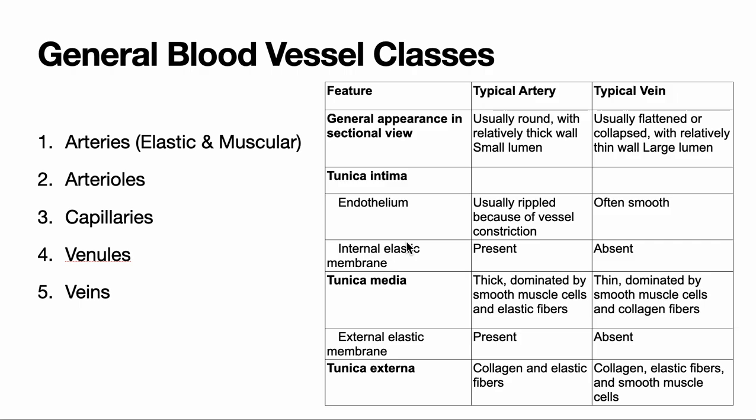There is also, in that middle layer in arteries, an external elastic membrane. So, kind of a repeat of the internal elastic membrane, that kind of stretchy, rubber band-like connective tissue. But in veins, we're not going to see that. And then in the outermost layer of arteries, we're going to find that the externa has a lot of collagen and elastic fibers, which is similar to the vein, but in the vein, we may also find some smooth muscle cells there.